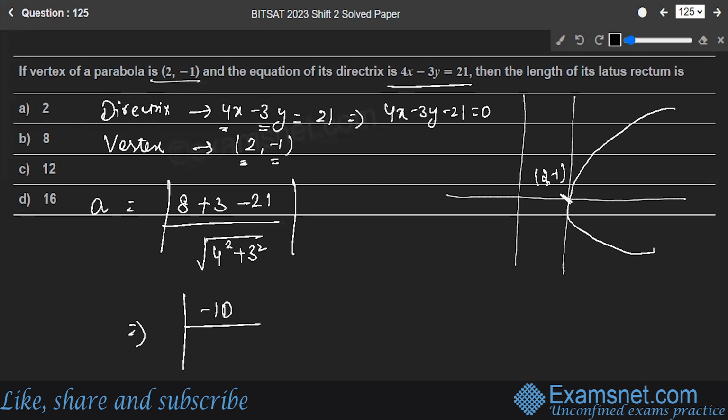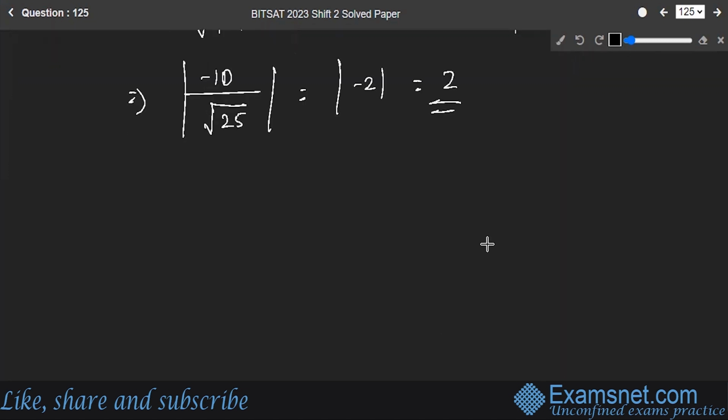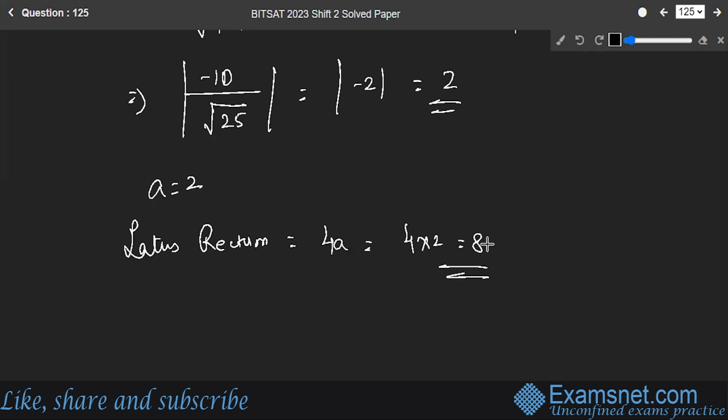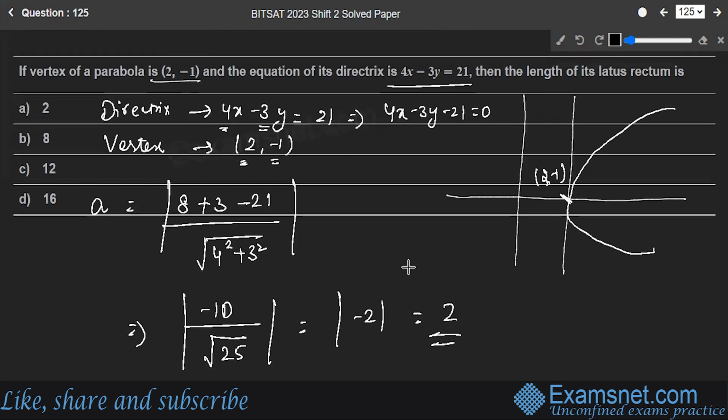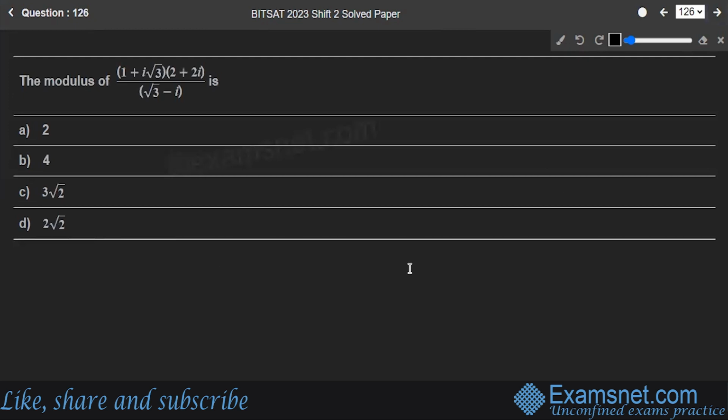So 10 upon root of 16 plus 9, this is 25. So this is equal to mod of 2, or this is equal to 2. That means I got the A's value as 2, and the latus rectum is 4A. So latus rectum is equal to 8. That makes option B the right answer. Hope you understood this. Let's move to the next question, number 126.